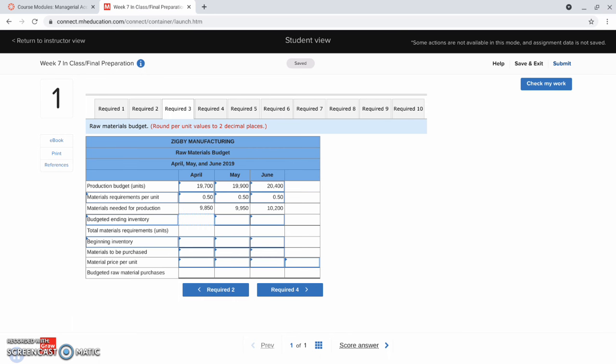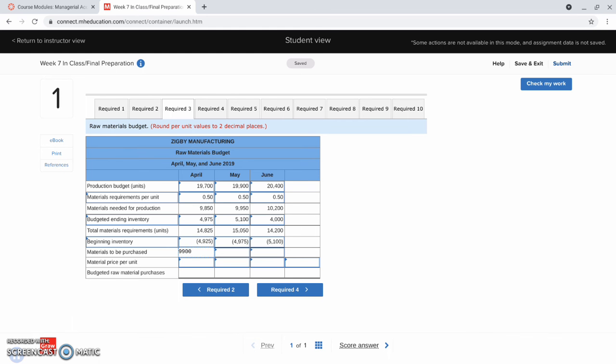Budgeted ending inventory, 49.75, 5,100, 4,000. Beginning inventory, negative 49.25, negative 49.75, and negative 5,100. Just to warn you, you might have to go through and watch this a couple times to see where all this is coming from.